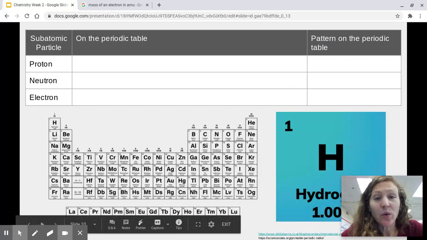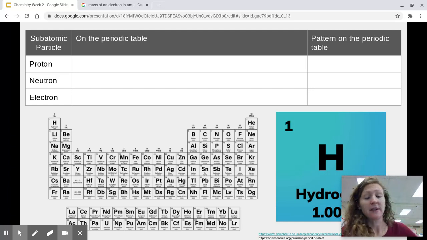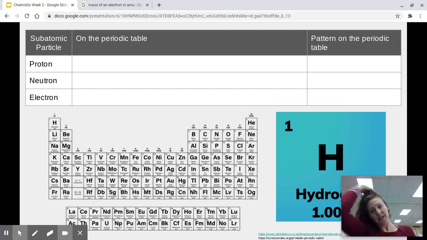Okay, so in order to figure out how many protons, neutrons, and electrons you have, you must be able to use the periodic table. So I have a copy of the periodic table down below. Some of the numbers are a little fuzzy, so you might want to have a copy of the periodic table next to you. And then I have hydrogen blown up here as my example. So let's talk about how you can use the periodic table to figure out how many protons, neutrons, and electrons you have. So there's 2 numbers on every element inside the periodic table.